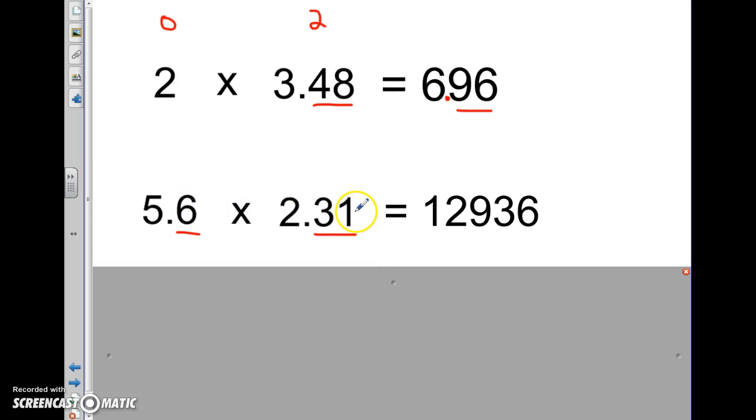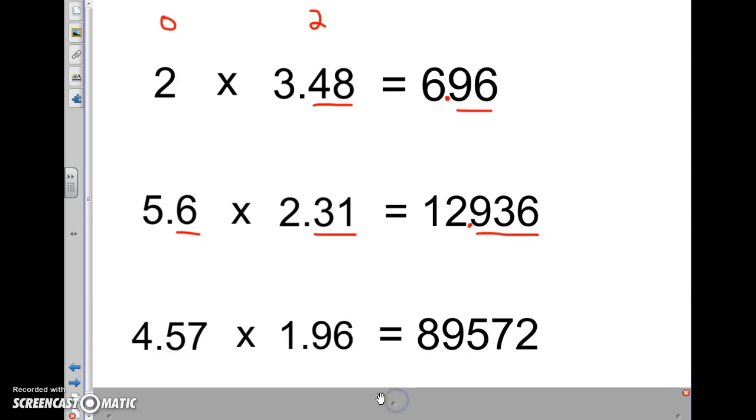total digits to the right of the decimal point. So for the product, that's what we're going to need. So we're going to go 1, 2, 3 in from the right, and we're going to put the decimal point there. That's going to give us 3 digits to the right of the decimal point, which is the total of both of these factors. So 5.6 times 2.31 is going to give us 12.936, or 12 and 936 thousandths.